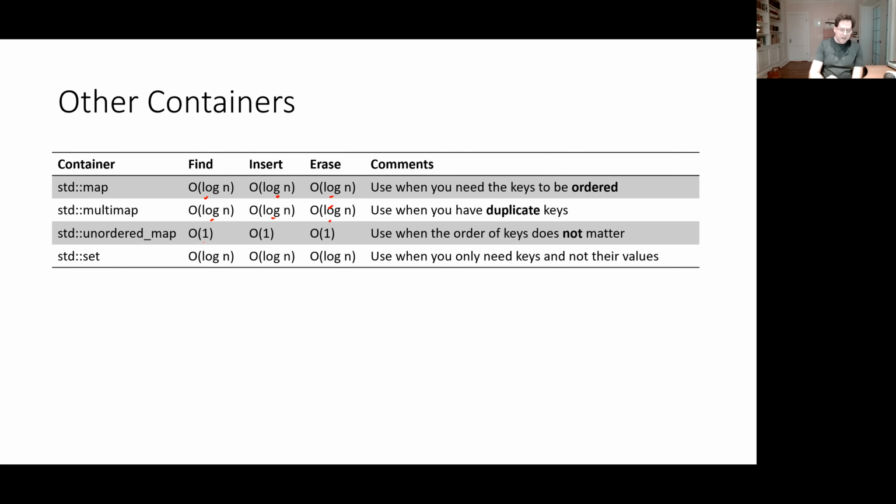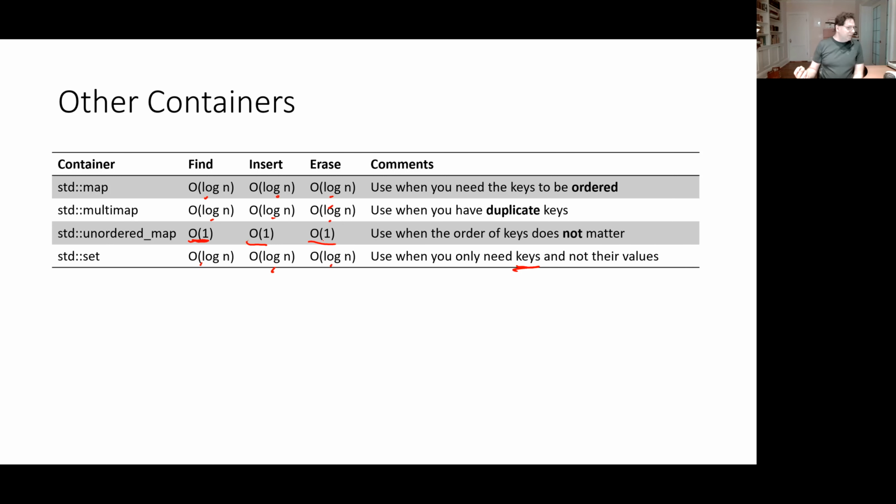Unordered map is, well, actually, let's do set first. Set is another binary search tree, but it's basically if you only need the keys. So if you have no values, the keys are enough, then you can use a set. It's just a binary search tree where the values are empty. And sometimes that's useful. Unordered map is even faster for find, insert, and erase. Instead of log n, it's order 1 for all of those things.